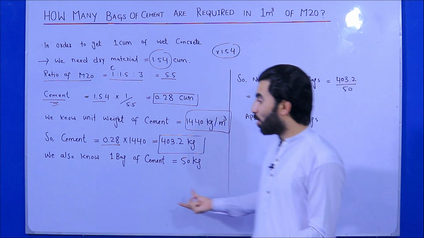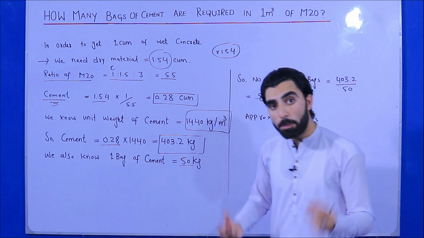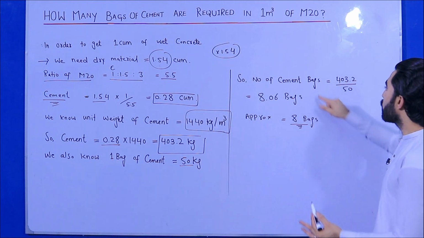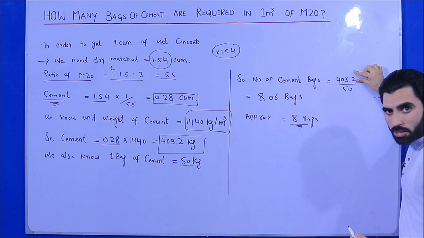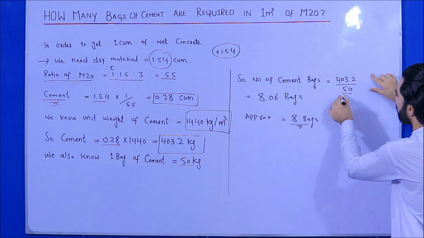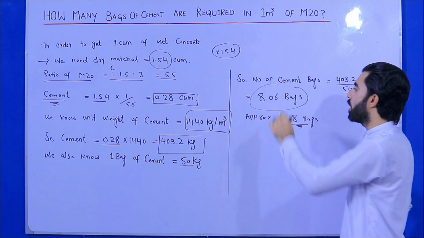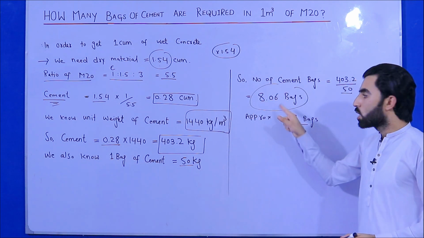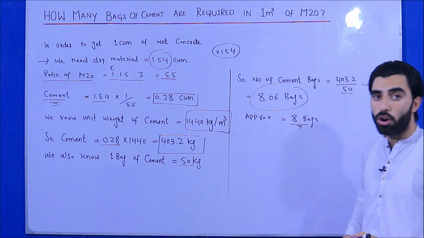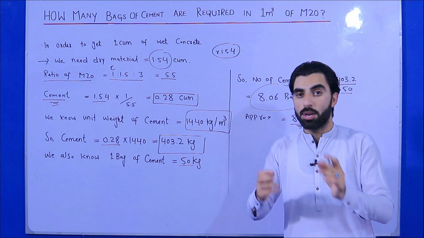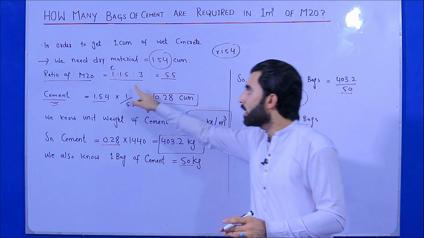And also guys, we know that 1 bag of cement is 50 kg. So how many bags of cement are required? Number of cement bags is total kg of cement divided by 1 bag of cement, which is 50 kg. So guys, we require 8.06 bags. So approximately we require 8 bags for 1 wet meter cube concrete of M20 grade, which ratio is this one.